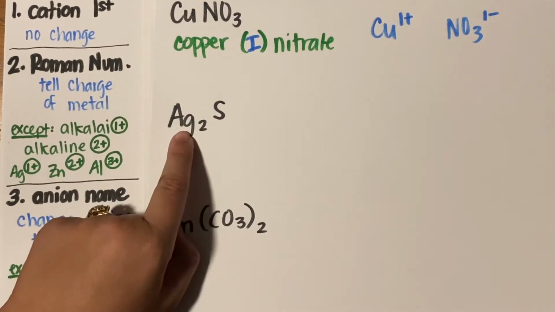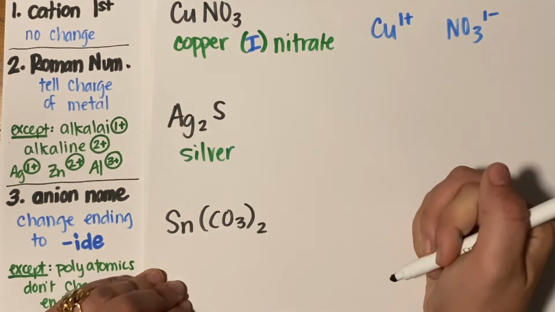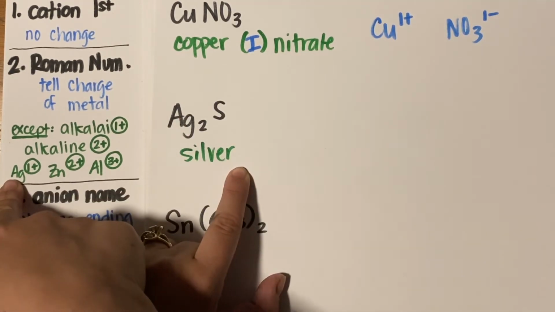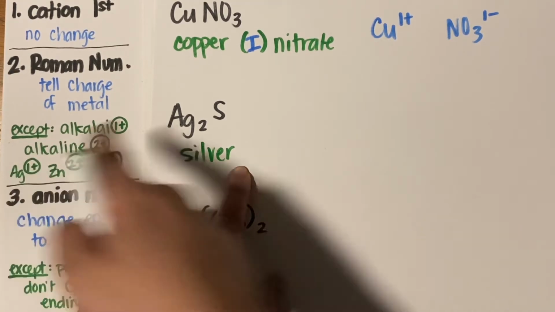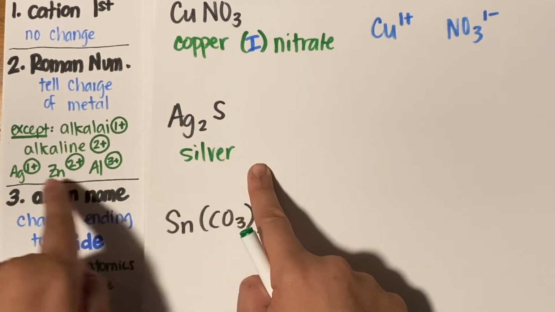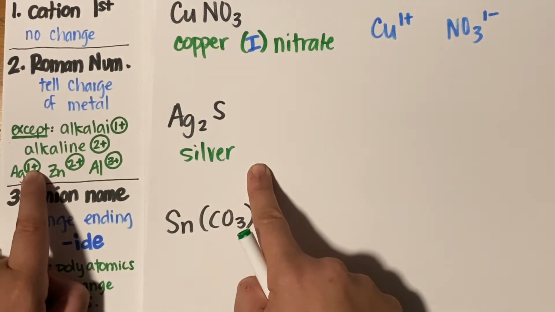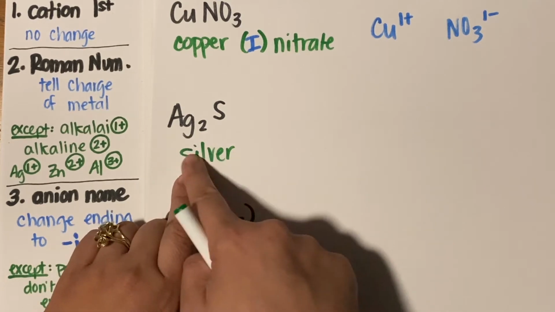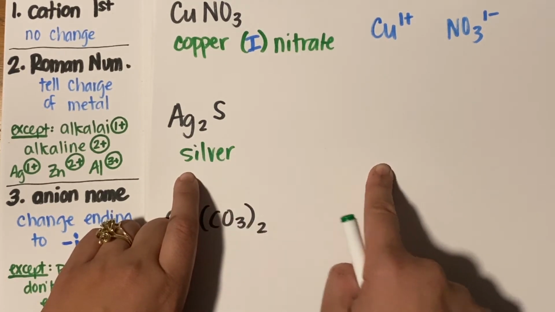On we go. Ag is silver. And then I have Roman numerals, unless I'm talking about silver, right? Alkali, alkaline, silver, zinc, or aluminum. So no Roman numerals, right? Because I know that silver will always have a +1 charge. And it doesn't matter that there's 2 silvers here. I don't care. What I'm trying to do is get the name, okay?